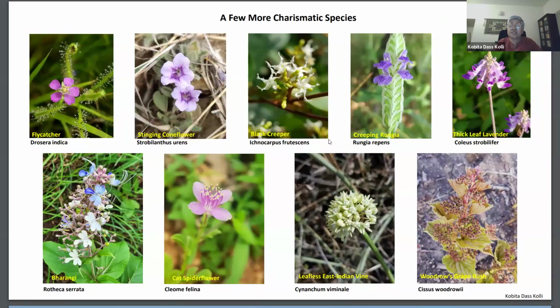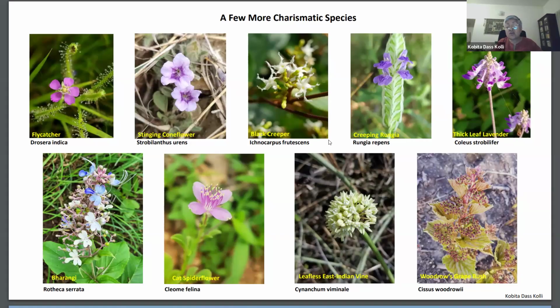These are some of the charismatic species we see in our region. Some of them you may find in the dry season. For example, the second picture on the top row, which is stinging coneflower. These are dry season specialists. So they are very well adapted to growing and flowering in the dry season. But you need to look carefully because most of these plants are small and easily lost amidst dry grass or dry shrubs.